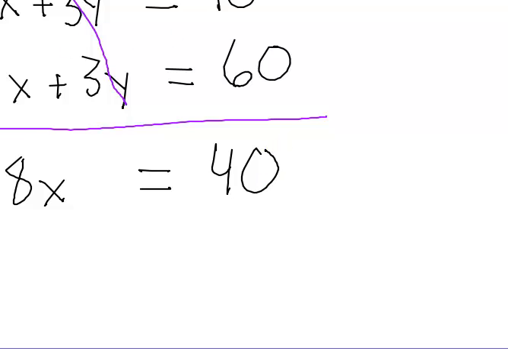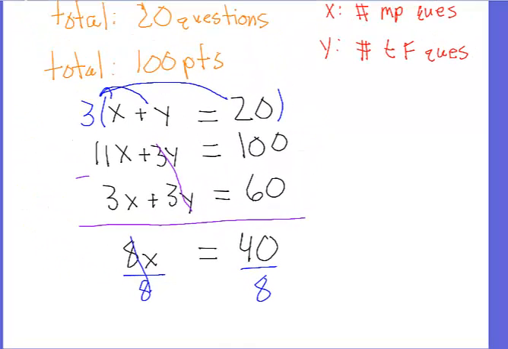Okay. Now, we want to get the x all by itself. So I'm going to divide both sides by 8. And we're going to get that x equals 5. All right, so that's good. That's all well. We know that x is equal to 5. But again, what do we want to do? We need to still find a y.